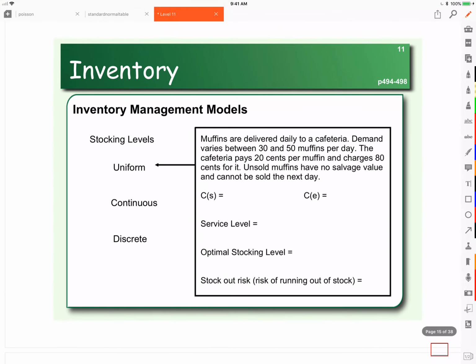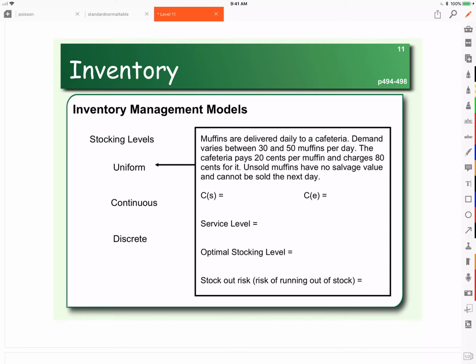All right, so let's suppose that muffins are delivered daily to a cafeteria and demand varies between 30 and 50 muffins per day. The cafeteria pays 20 cents per muffin and charges 80 cents for it. Unsold muffins have no salvage value. Nobody wants a day-old muffin. So we need to figure out the cost of having too much and the cost of having too little.